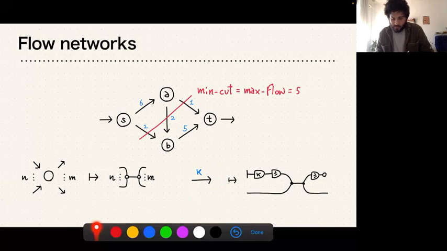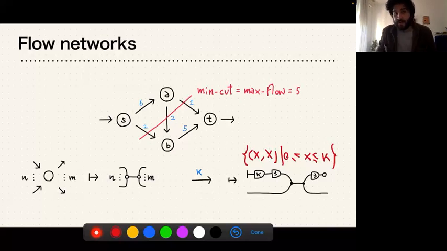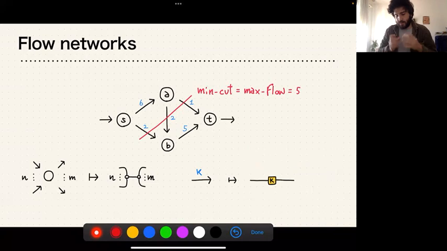Regarding the edges, instead, we map them to this diagram here, whose semantics is the set of all pairs (x, x), like an identity, such that x is between 0 and k. So basically exactly the meaning of an edge. For brevity, we will use syntactic sugar for this diagram and represent it as a yellow box with a k in it. But again, it's just syntactic sugar.